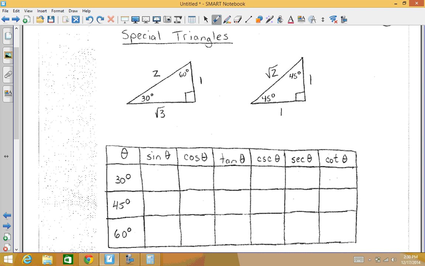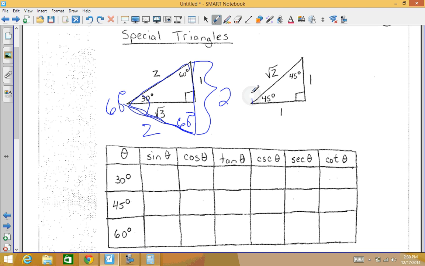Now, where did these special triangles come from? Basically, the 30, 60, 90 is half of an equilateral triangle. So if we had an equilateral triangle with sides 2, 2, and 2, in other words, we have 60, 60, and this whole thing would have been 60. We cut that in half, cut it right down the middle. That would give us a 30, 60, 90. So the 30, 60, 90 is half of an equilateral triangle.